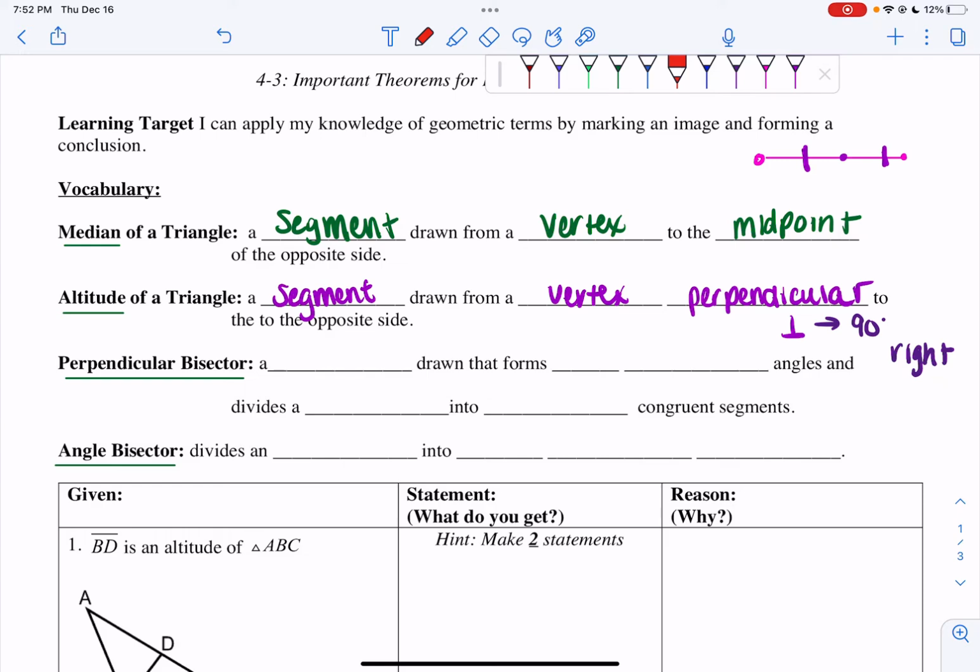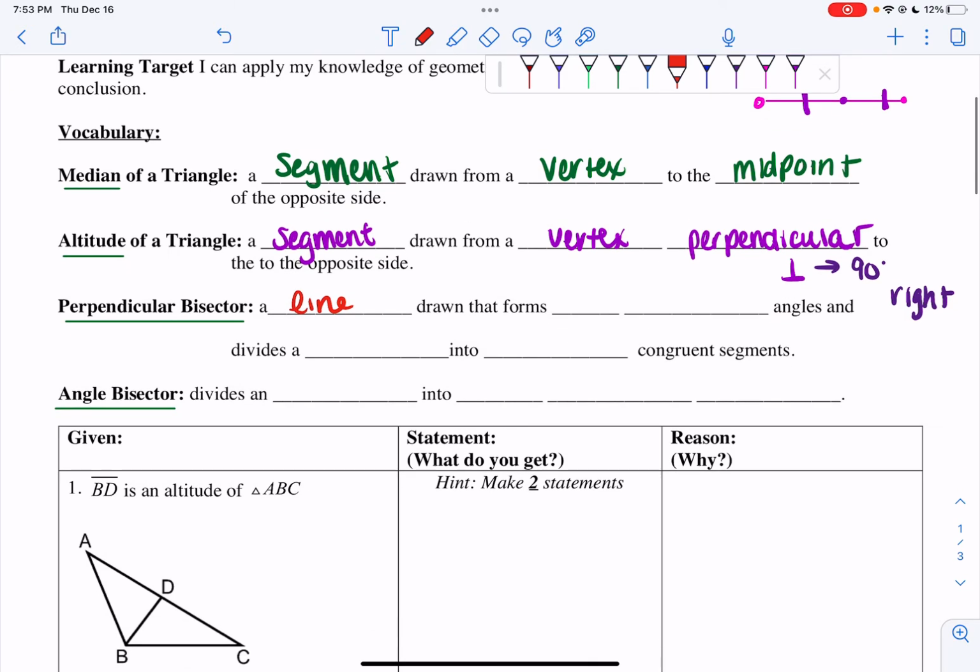Okay, let's go into our next definition. A perpendicular bisector is a line that is drawn that forms two right angles and divides a side into two congruent segments. And then an angle bisector divides an angle into two congruent angles.